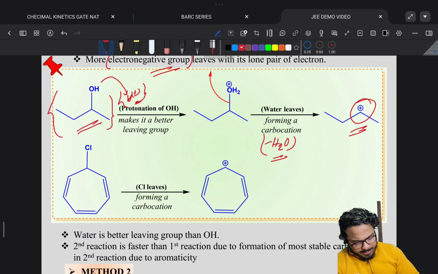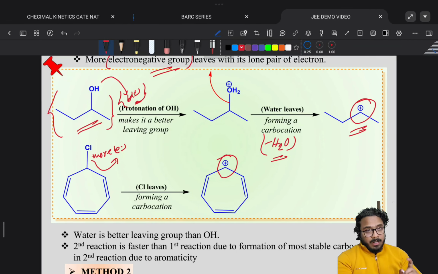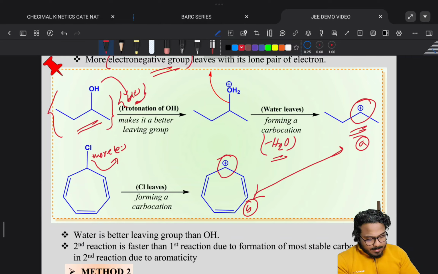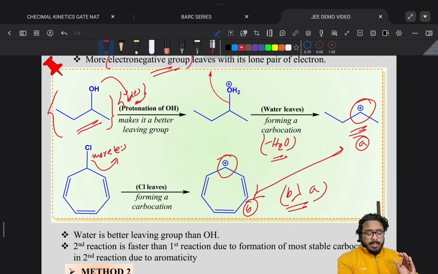The same process is followed here. This is more electronegative, so this group will be left, and one carbocation is formed. But the basic difference between these two carbocations, you can notice, this is B and this is A. Carbocation B is more stable than A. Why? Just think about it.